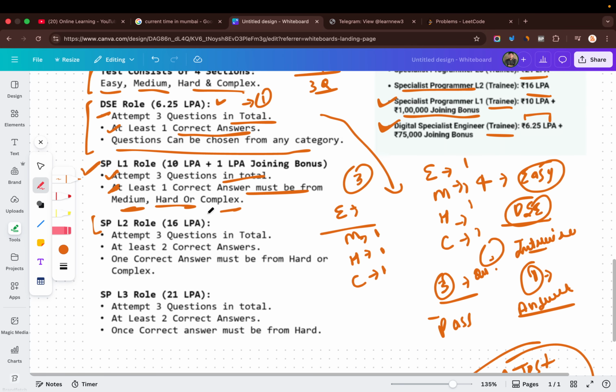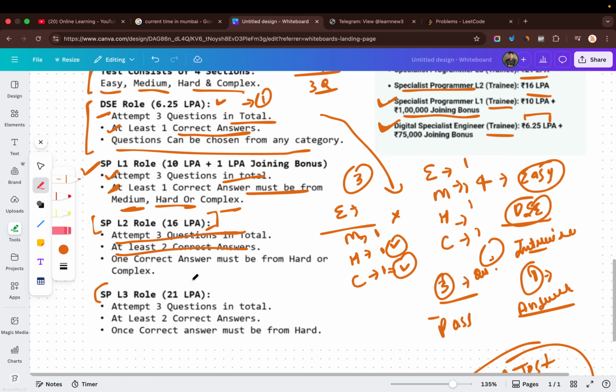Then the SP level 2 role, a 16 LPA package. Attempt 3 questions in total. At least 2 correct answers will be needed. What are the 2 correct answers? One correct answer from hard and one correct answer from complex. They will not consider the medium performance. So a 16 LPA package is there.